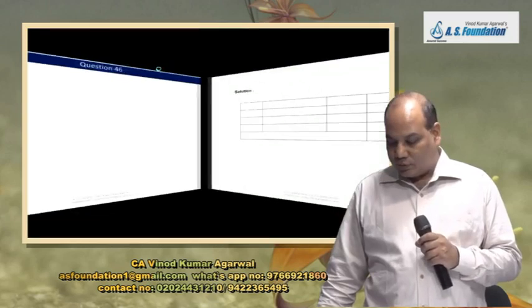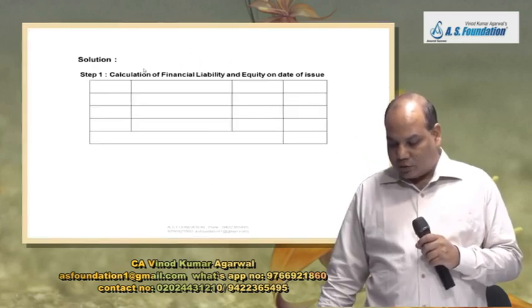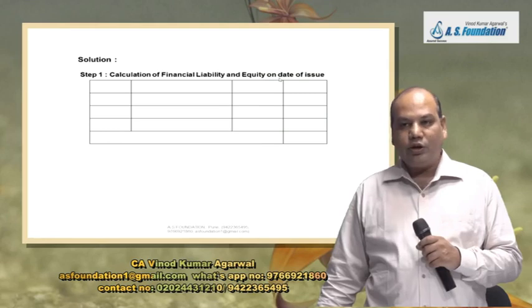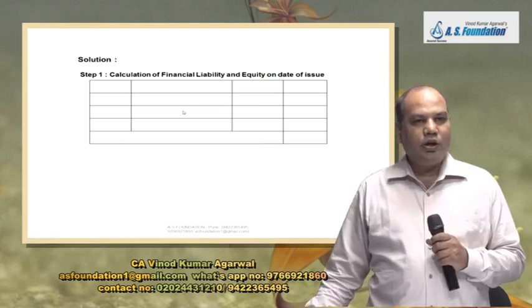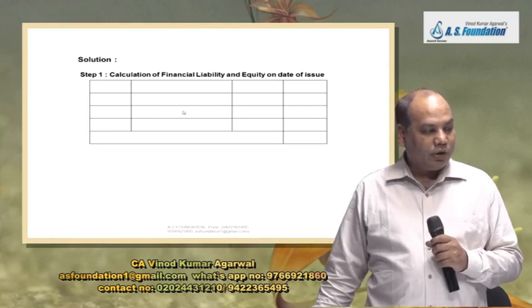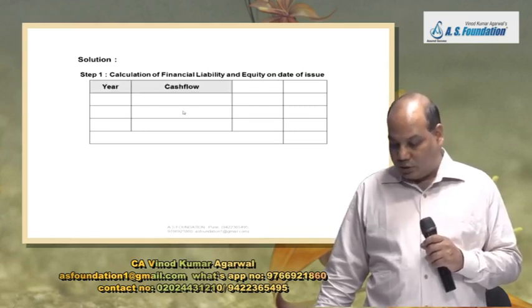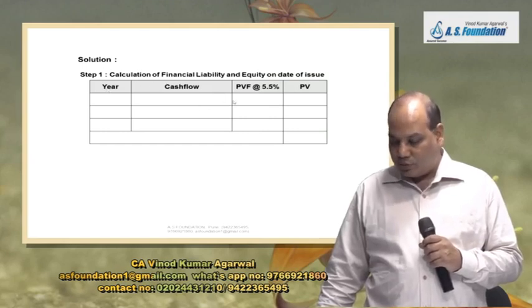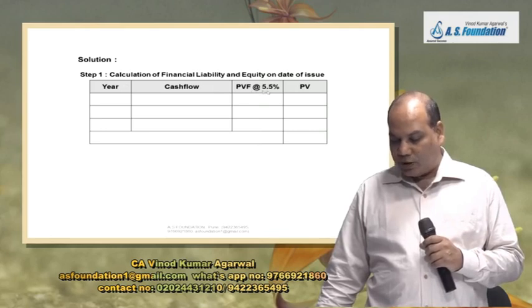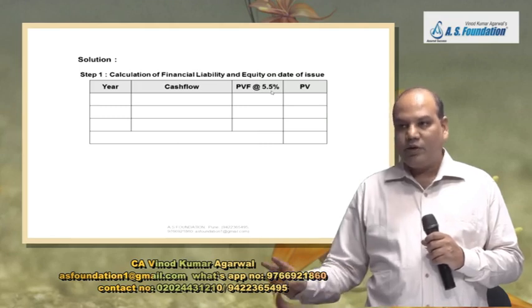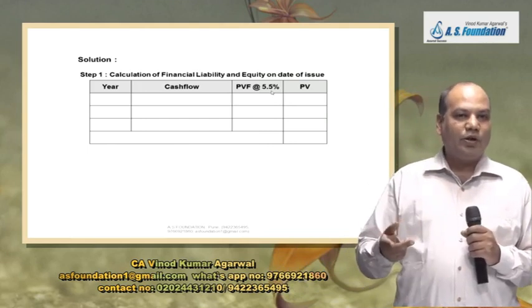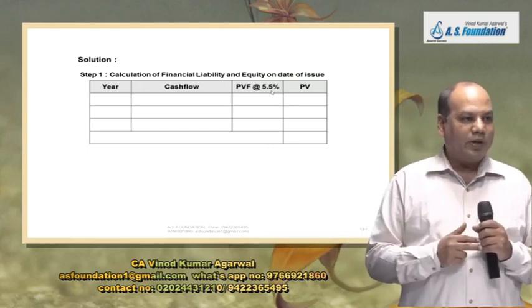Is it right? So first, write down step 1: calculation of financial liability and equity on the date of issue. Any way you present, but give me the answer. I will write here year, cash flow, present value factor at 5.5%. Why 5.5? Half yearly. 3 changes we will do in a half yearly instrument: number of years multiplied by 2, discount rate divided by 2, coupon rate divided by 2.